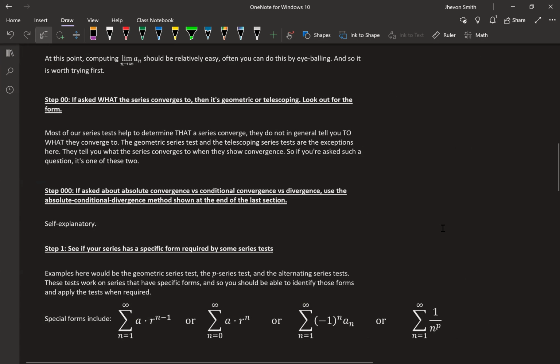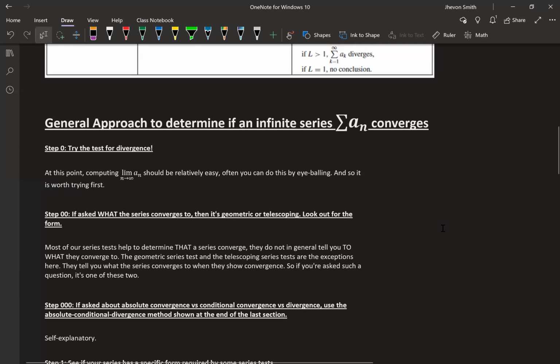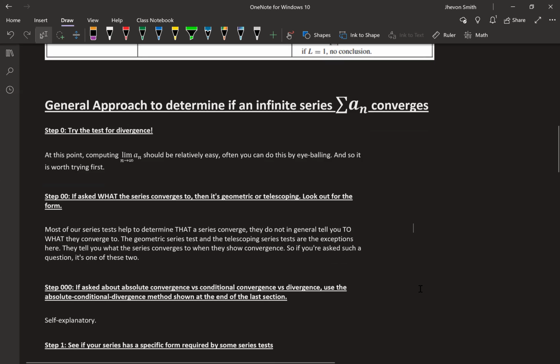Okay, so assuming we're not in that situation, everything I'm going to say right now are step 0, step 0, 0, step 0, 0, 0. For most problems, they're not going to finish the answer, but I might just throw in a problem where one of these is the answer just to see who's paying attention. But yeah, assuming none of these work out, how do you actually go about determining whether a series converges?